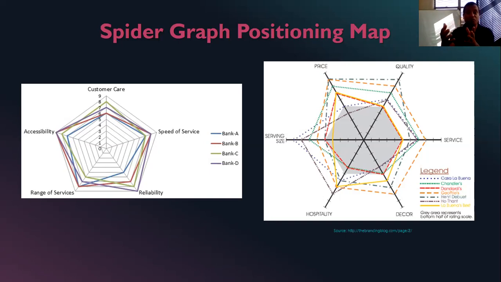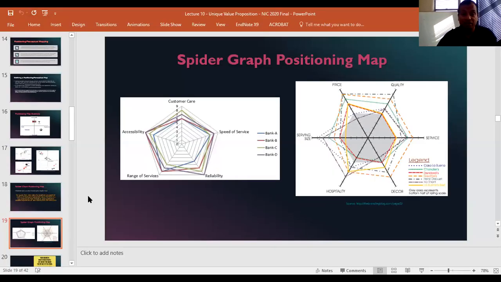Otherwise, if you think that your positioning is somewhere in between bank A and bank D, then probably you will think about which attributes you want to upgrade further, or which one you want to keep at a moderate level. So this sort of analysis will engage the marketer in a very proactive way. That's the idea, to engage marketers in a better way, so that they can take better decisions. They can become better decision makers. That's the overall idea.